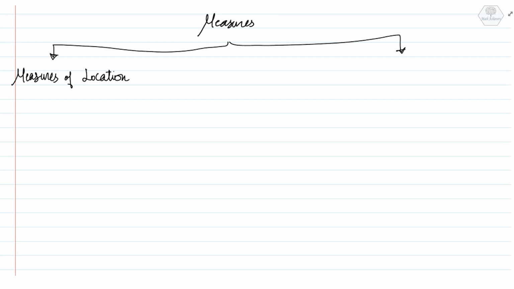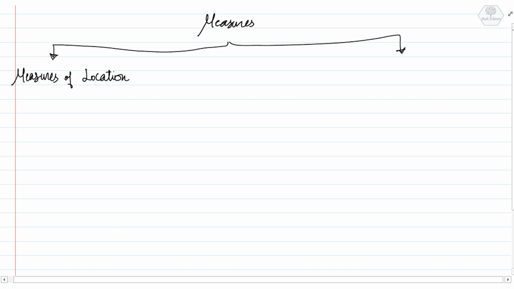Within my data set, I need to find where a piece of data is located: what's the value of the 50% of the data, or what's the value at the location of 25%. So we need to find the measures of location. To start with the measures of location, we have the mean, which is the average.